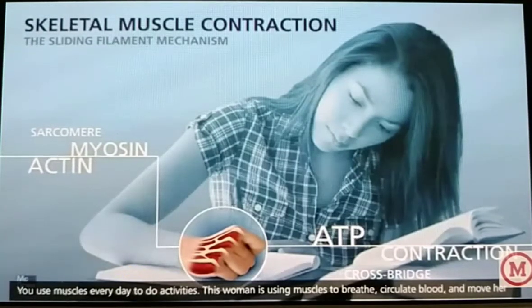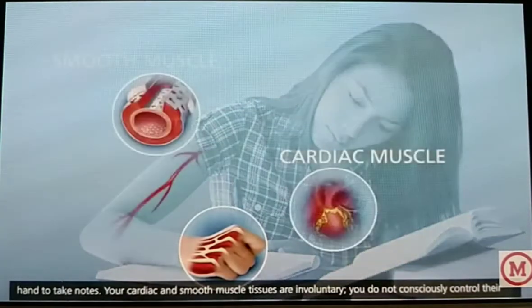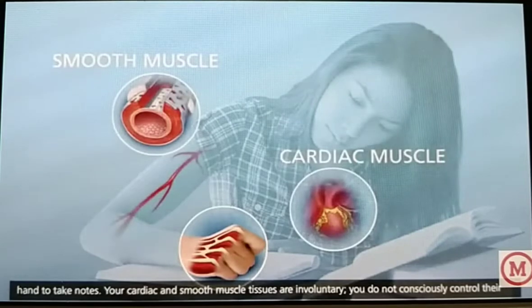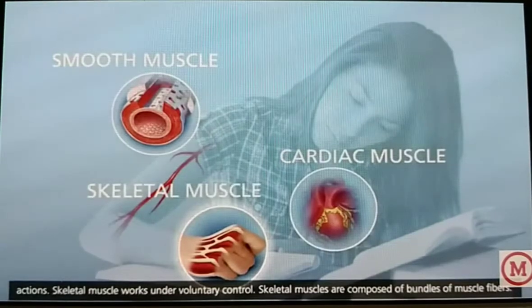Circulate blood, and move her hand to take notes. Your cardiac and smooth muscle tissues are involuntary. You do not consciously control their actions. Skeletal muscle works under voluntary control.